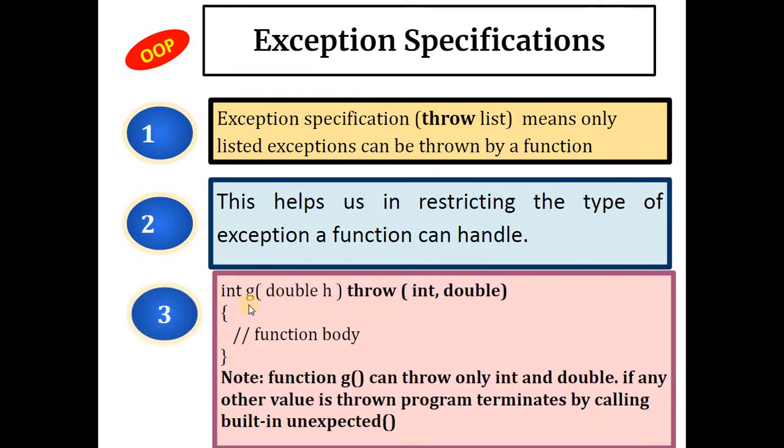For example, if I am writing int g, where g is a function having h as a double parameter, we are writing throw(int, double). This means that the g function can throw only which type of exception? Integer exception and double exception. If apart from these you are writing throw and some string, this will give you an error and your program will terminate by calling the built-in function unexpected.